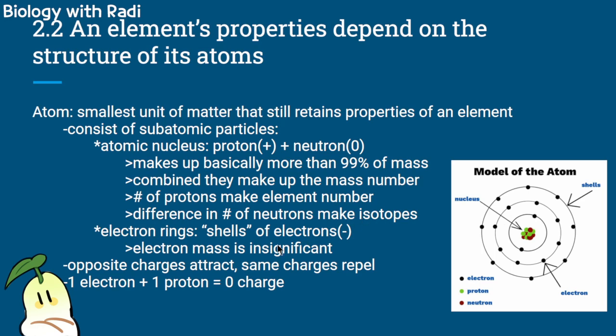And then next we'll be talking about electron rings, which are these different shells or levels, and electrons occupy that space. We talked about the electron mass. And then the next concept is how opposite charges attract and same charges repel. And this means that if you put a proton and a proton together, they would repel.